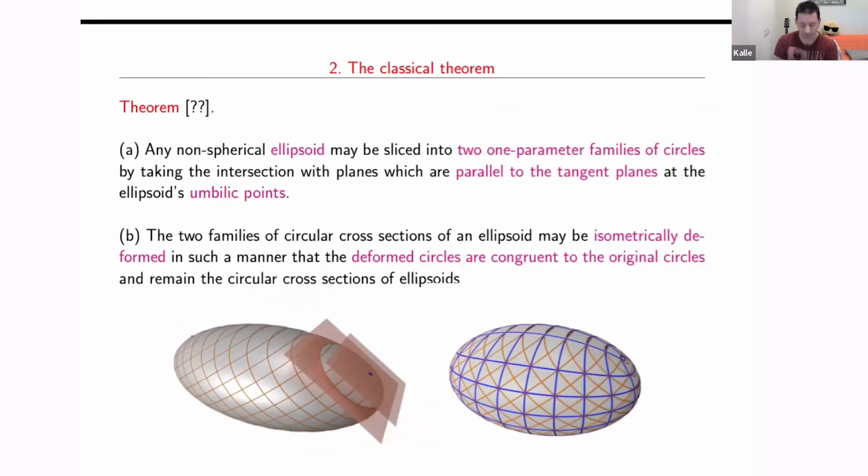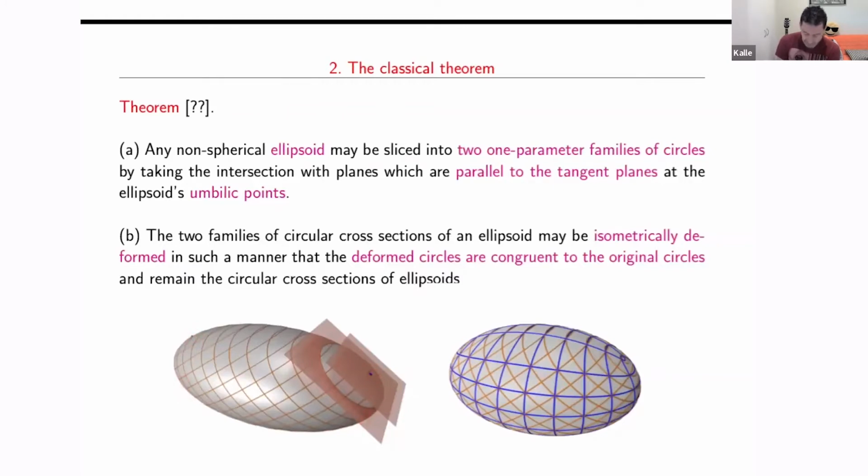And so how do you do this? Well, there are four special points. If you have a non-spherical ellipsoid, there's four special points on that ellipsoid. So you can see two here and then there are two down here. And these are called umbilical points or umbilic points. I will explain what they are in a second.